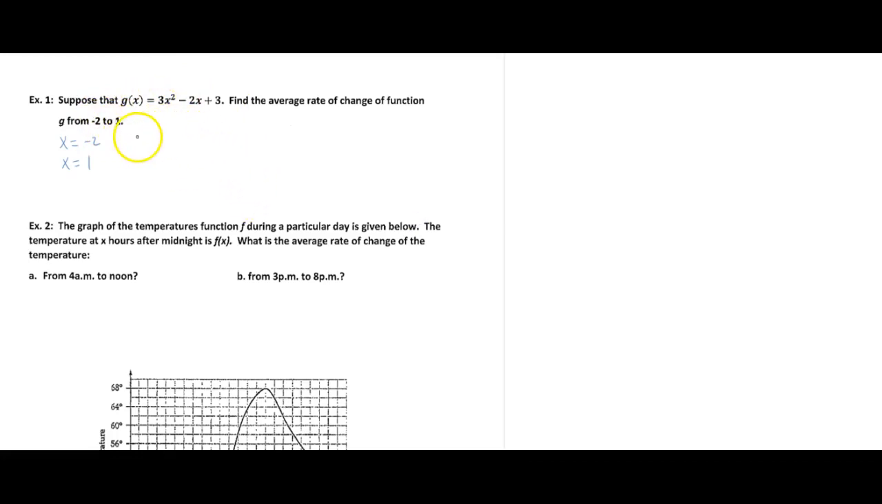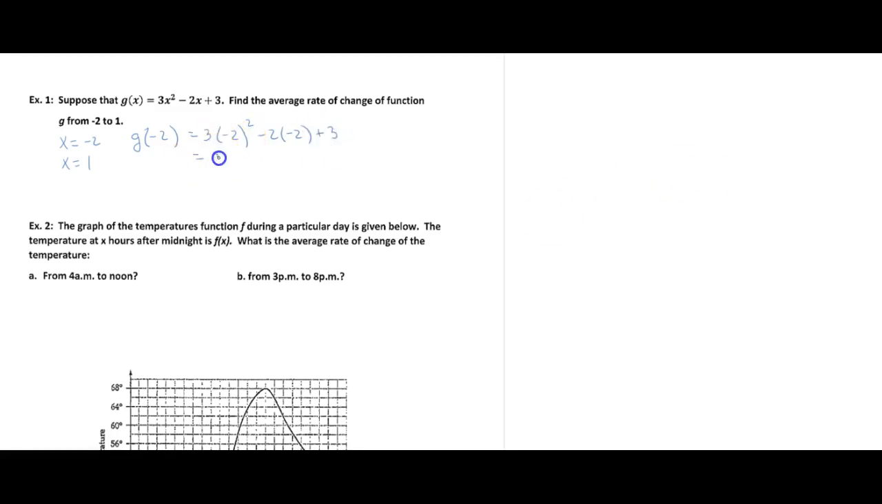But we actually have to right now evaluate g of x. Okay, and the first point we're going to evaluate it at is g of -2. So I take everywhere I see x in the function, -2, and I'm going to substitute it in. 3 times -2 all squared minus 2 times -2 plus 3.